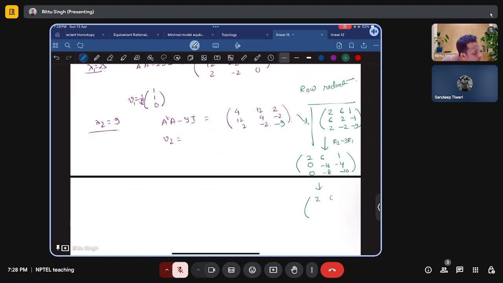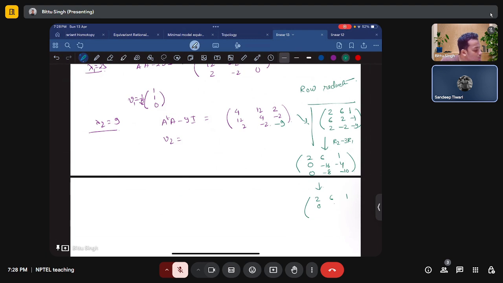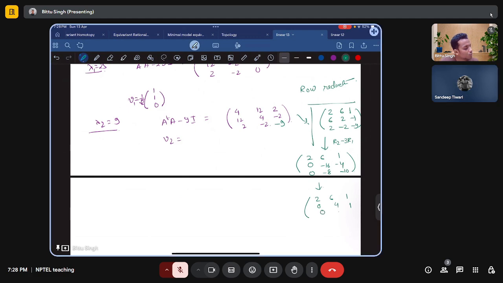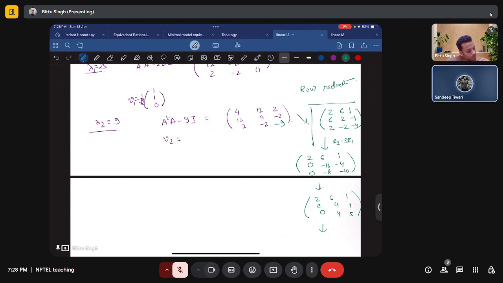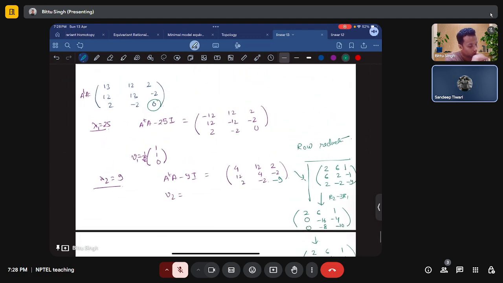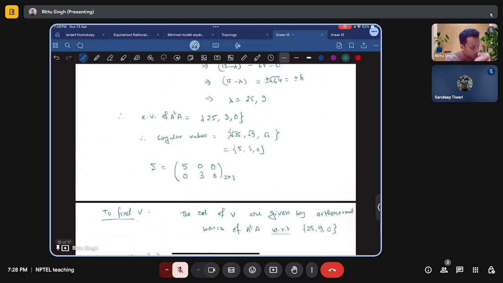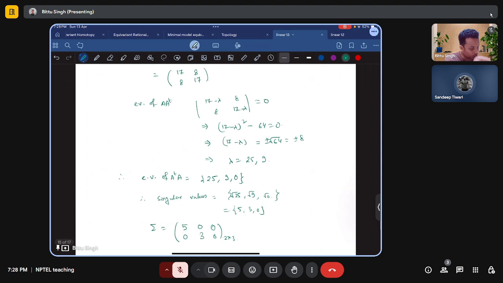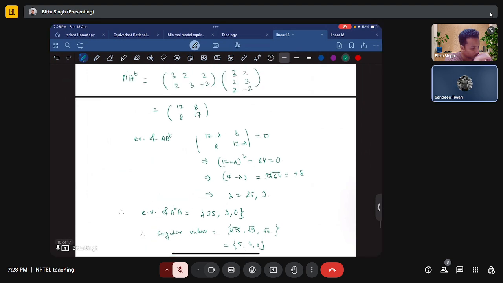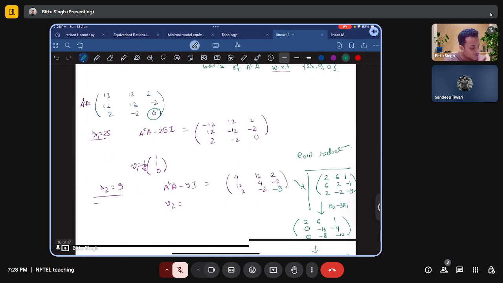Then it is 1, 2, 6, 1, then 0, if we divide, 8, 2, 0, 8, 4, 4, 1, and 4, 5. Now the rank is coming out to be 3. This is an invertible matrix. So this solution will be 0, invertible, because 9 is an eigenvalue. What is wrong?